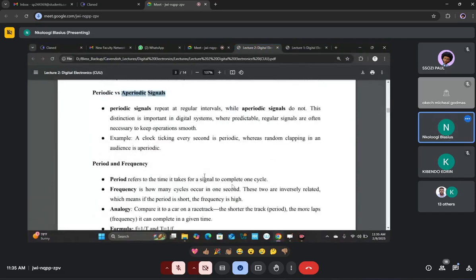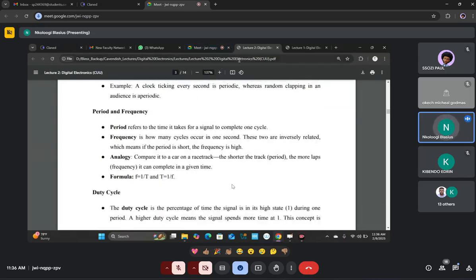So that's about that. And why are they important? Of course, in digital systems, we often need to keep our operations very smooth, and you don't want to have things vary. So you need to know when to use the periodic and aperiodic signals. An example of a periodic signal is the way a clock works. That ticking, it counts each and every second. It will never count and then you assume that this time it has taken longer. Yet if they tell you to clap accurately, you may not keep the same time.